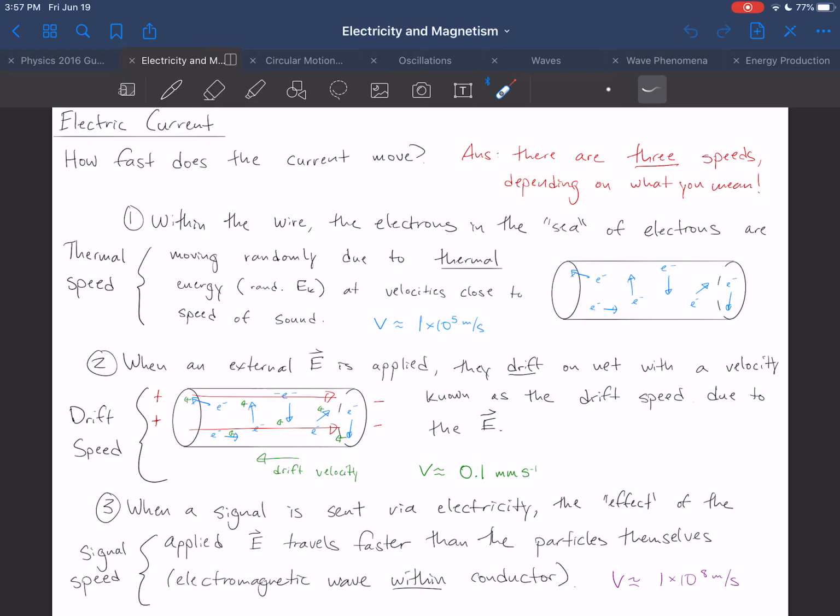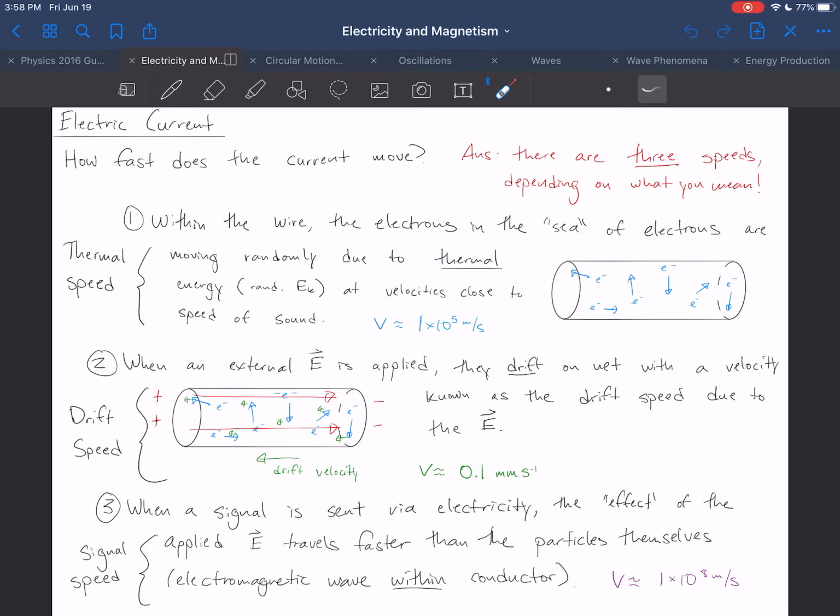This is the speed of you flip the switch on your wall and the light turns on. It's the speed of that thing. So when a signal is sent via electricity, the effect of the applied electric field travels faster than the particles themselves actually travel. So you can imagine this, think about like a wave at a sporting event.